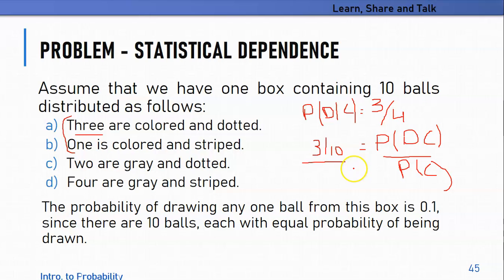So the chances of getting a colored ball is 4 divided by 10. If I simply solve it, I will have the same answer as I found earlier, that is 3 by 4. Now look at the solution.